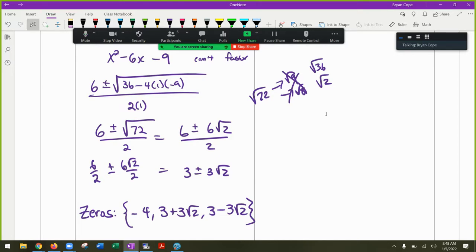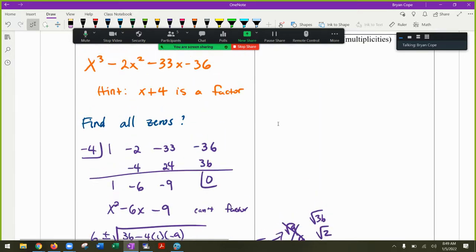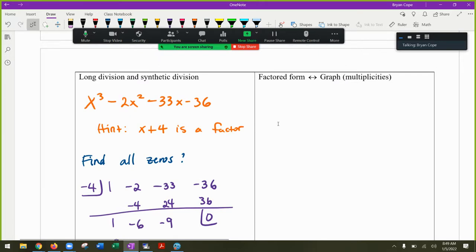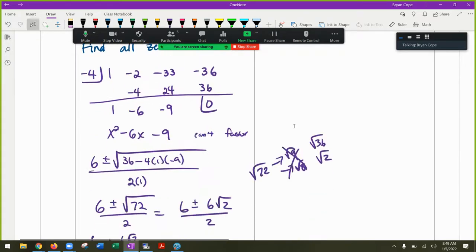Okay. Questions there? What would have made this problem easier is if that thing had been factorable, right? And that does happen sometimes, in which case you don't have to do quadratic. You can just get the zeros through factoring. Okay, last topic, and this is the one you guys asked about, factored form to graph understanding multiplicities, okay?